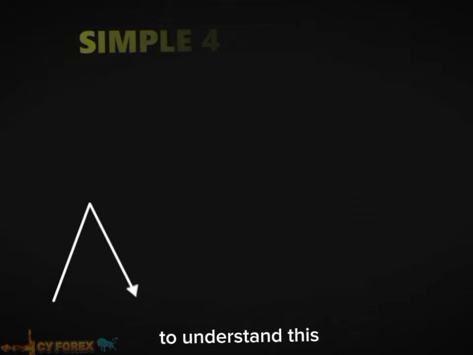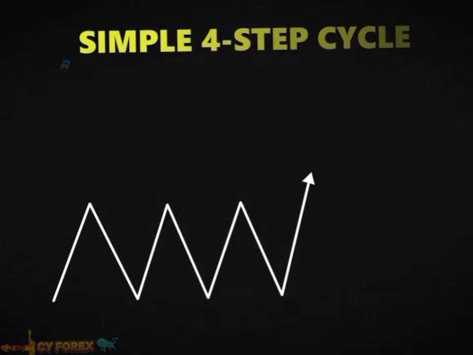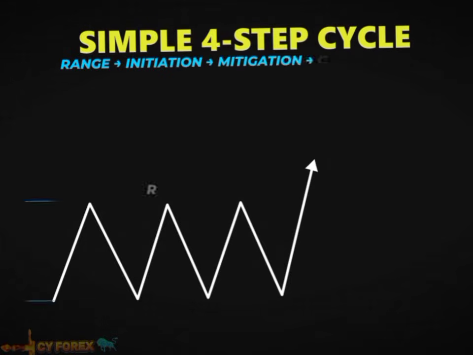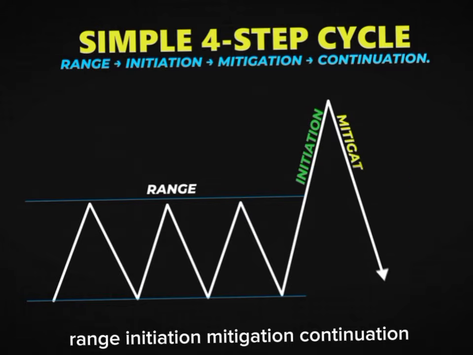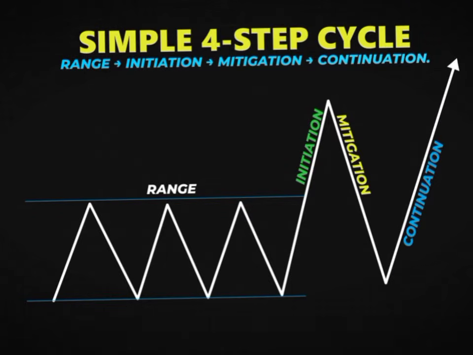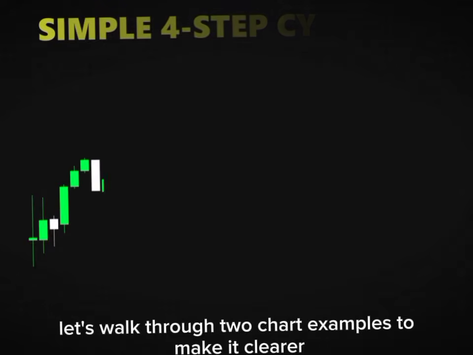To understand this, every strong price move in the market follows a simple 4-step cycle: range, initiation, mitigation, continuation. This cycle shows how price reacts around real supply and demand zones. Using this cycle can be extremely helpful for spotting high probability trades. Let's walk through 2 chart examples to make it clearer.